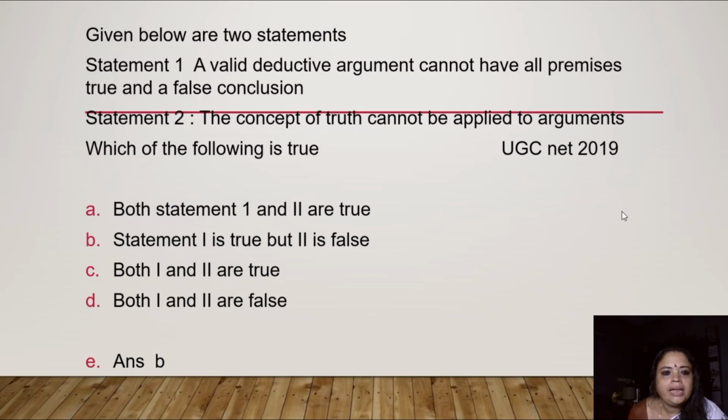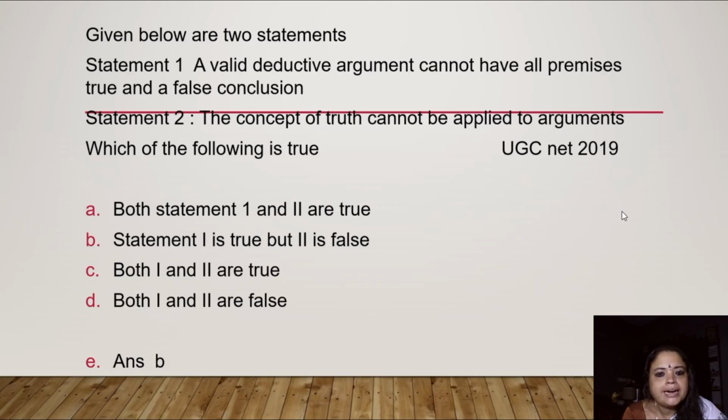Next one, given below are two statements. Statement 1: A valid deductive argument cannot have all the premises true and a false conclusion. So that is true, isn't it? If the premises are true, then the conclusion must be true. Then it cannot have, that is true.